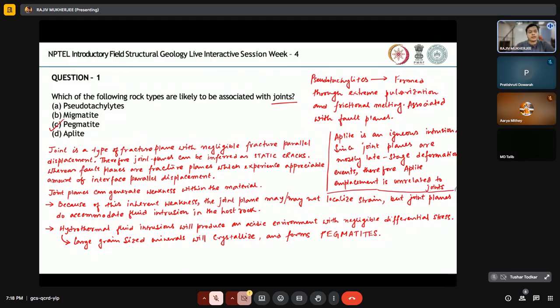Okay, so this is the reason why pegmatite is most likely the probable geological feature that can be associated with joint planes rather than pseudotachylite or aplite. So this was the first question, and now we can move on to the next question, question number 2.